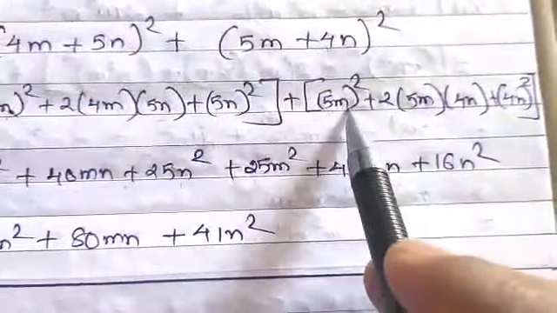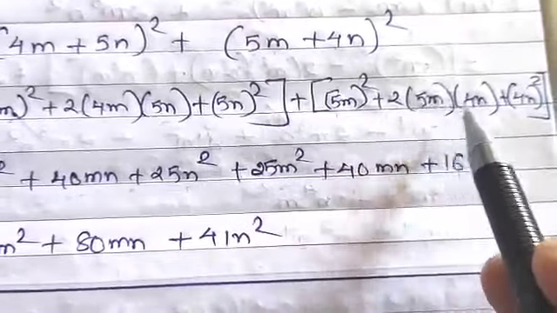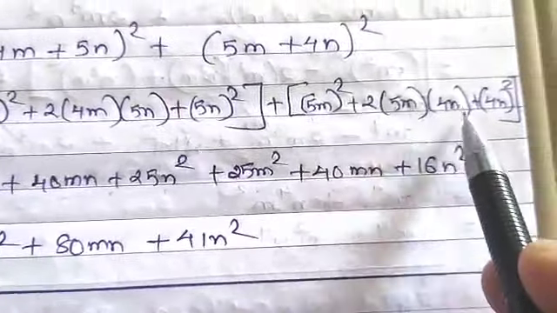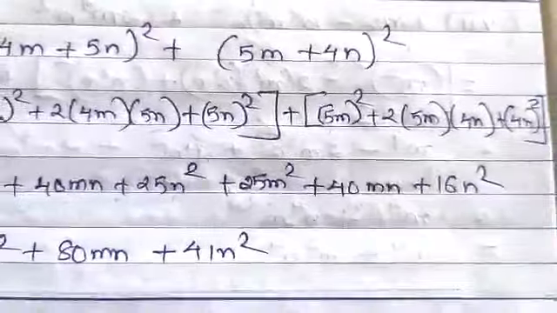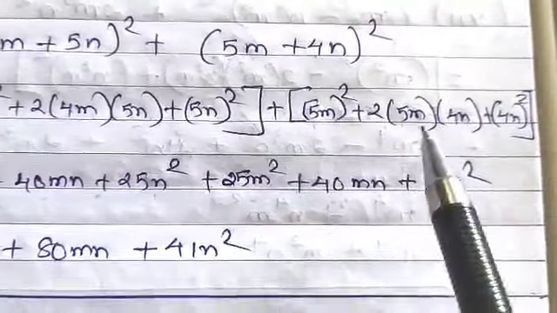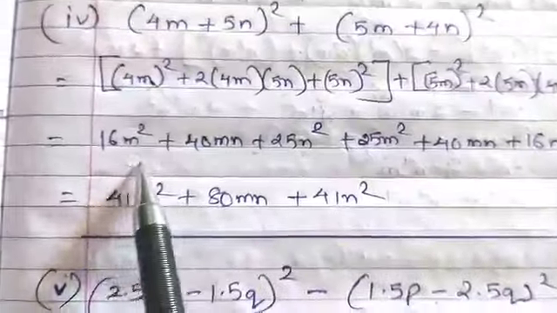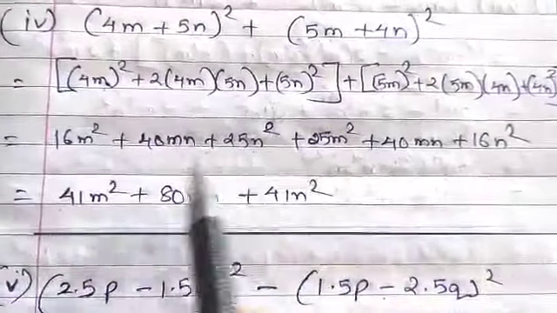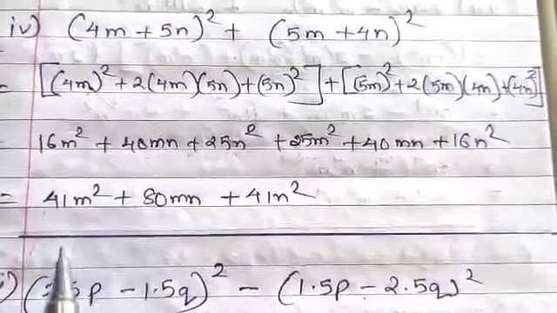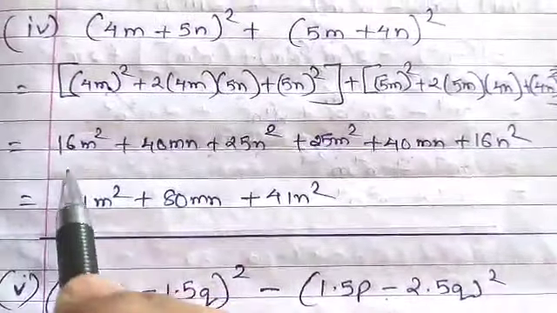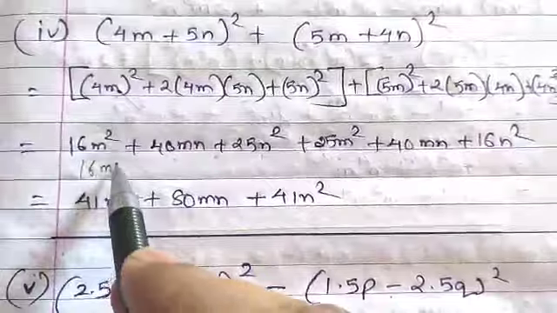Then (5m)² will become 25m², 2 fives are 10, 10 fours are 40, 40mn. Then (4n)² will become 16n². Then see if anything is possible to cancel here. No, not possible.